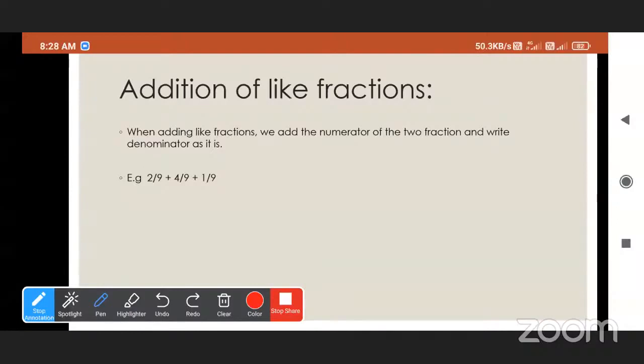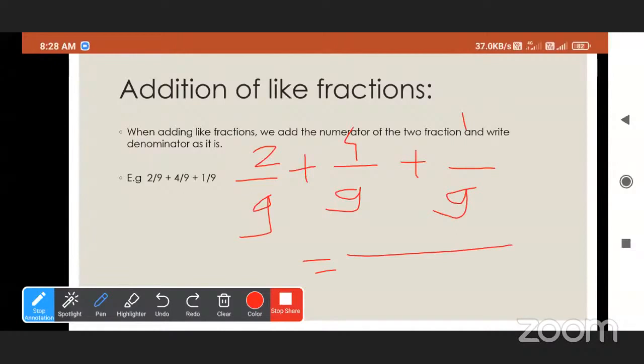So see here, the given problem is 2 upon 9 plus 4 upon 9 plus 1 upon 9. So for the answer, we will write the denominator as it is, then 2 plus 4 plus 1. What is the answer? 2 plus 4 is 6, 6 plus 1 is 7. So our answer is 7 upon 9.